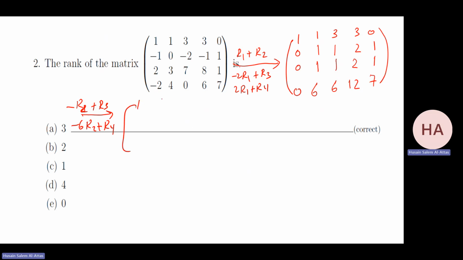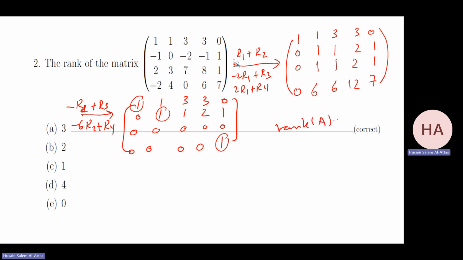What do you have? 1, 1, 3, 3, 0. These are fixed. 1, 1, 2, 1. By minus, that will be 0, 0, 0, 0, 0. Now by minus 6 and add, that will be 0. That will be 0. That will be 0. But that will be 1. So how many leading variables do you have? You have 3. So the rank of A will be 3. You can take this to the back, or the number of non-zeros is 3.